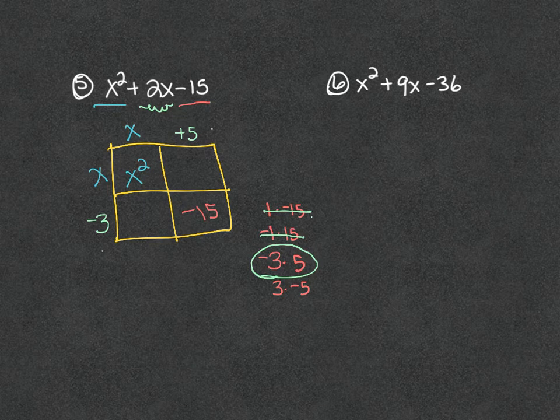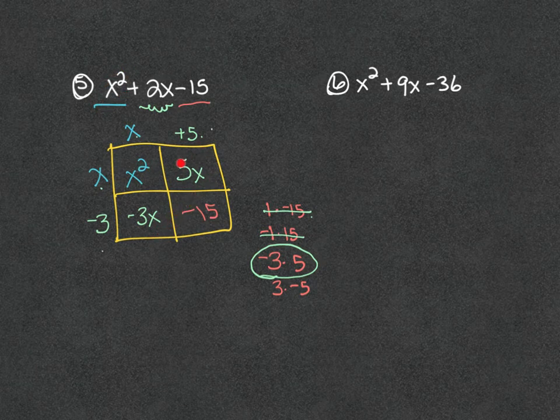Now I'm going to look if I multiply x times +5, that's going to give me a positive 5x. And if I multiply -3 times x, that's going to give me a -3x. Now let me check to make sure I've done this correctly. Here's my x squared.